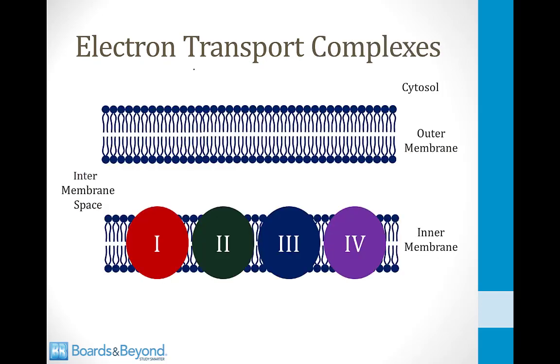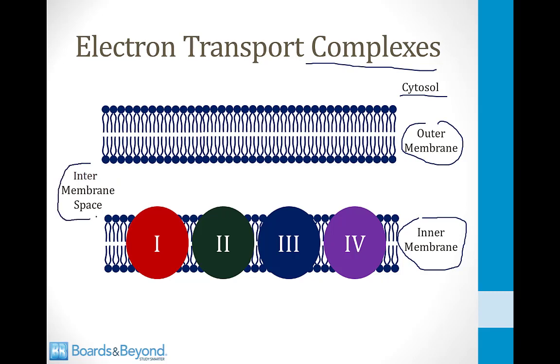The process of electron transport is performed by 4 complexes, which are structures embedded in the inner membrane of the mitochondria. Recall that the mitochondria has a double membrane separating it from the cytosol. The cytosol is out here. There is an outer membrane and then an inner membrane, and the two membranes are separated by an area called the inner membrane space. The four complexes of electron transport are called 1, 2, 3, and 4.